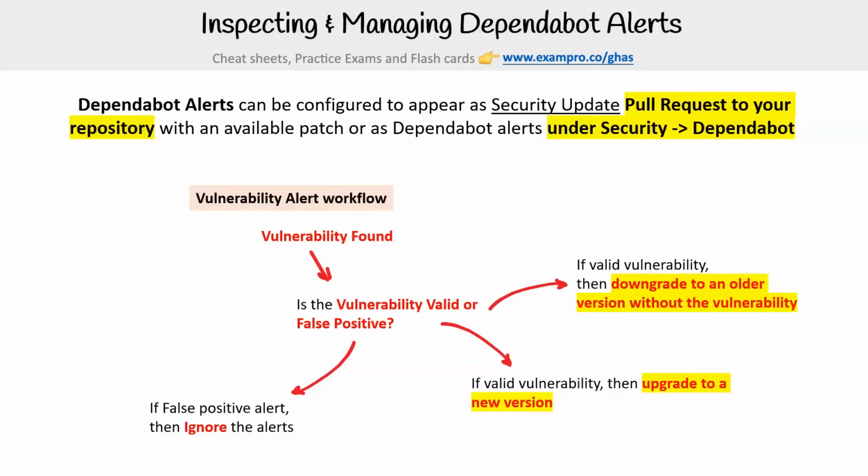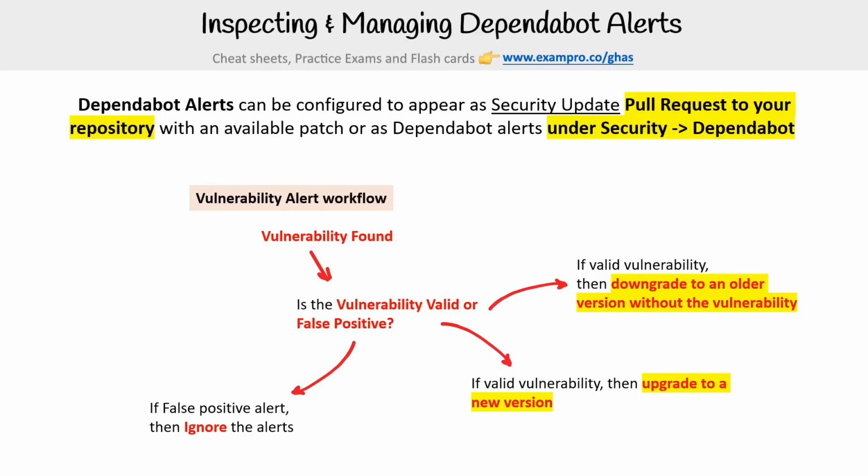Now, once you've identified Dependabot alerts, and this can be configured on pull requests, GitHub Actions, and other activities that happen, identifying vulnerability is the first step. Once you've identified vulnerability, the next thing you would want to do is look at, hey, is the vulnerability valid or is it a false positive? If it's a false positive, you can ignore the alert.